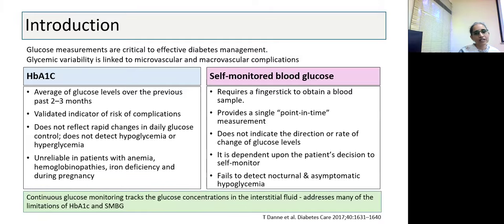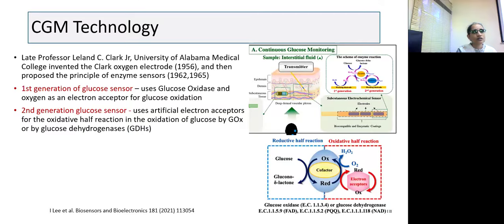So continuous glucose monitoring helps us to track the glucose concentrations in the interstitial fluid and addresses many of the limitations we have with regard to HbA1c and self-monitored blood glucose. This technology is the result of the work by Professor Leland Clark, who introduced these electrodes as early as 1956, and later on used this principle of electrochemical sensors in the technology of glucose measurement.